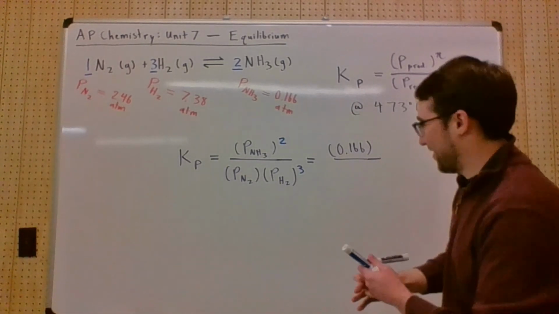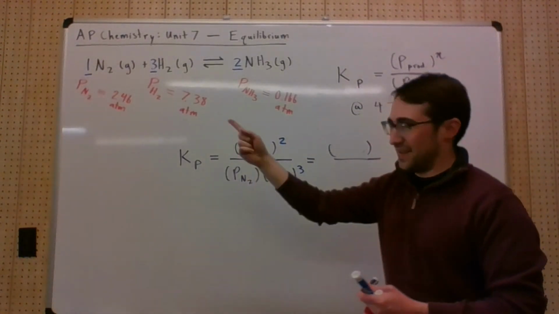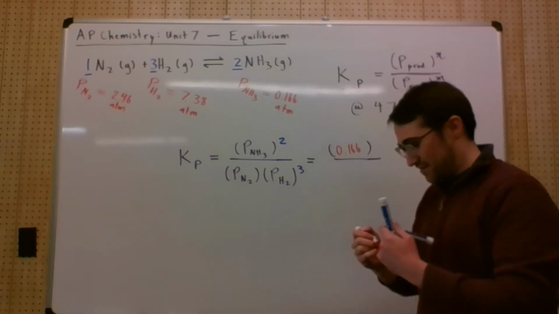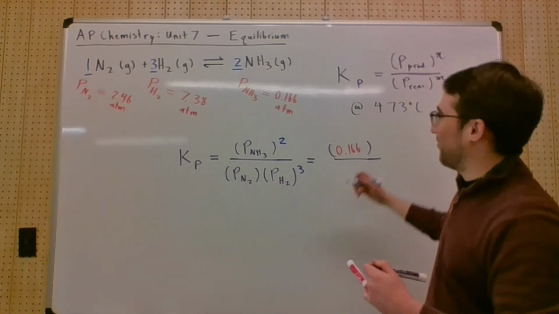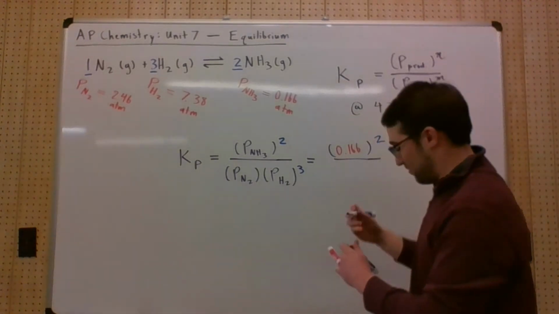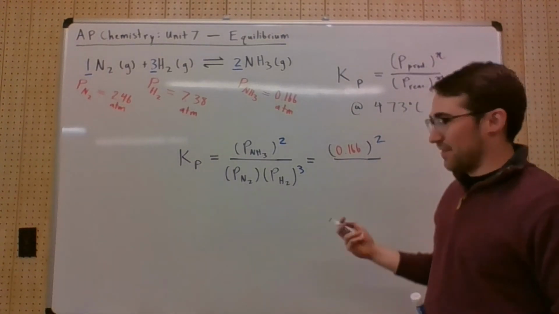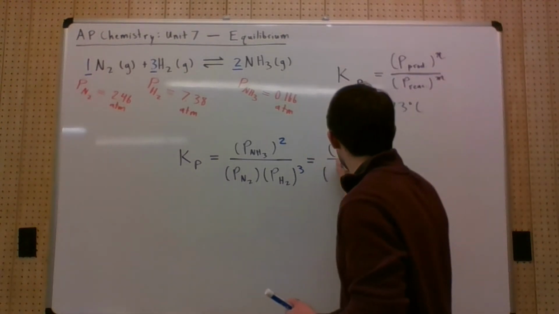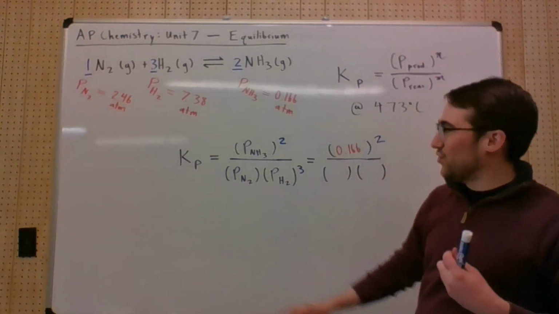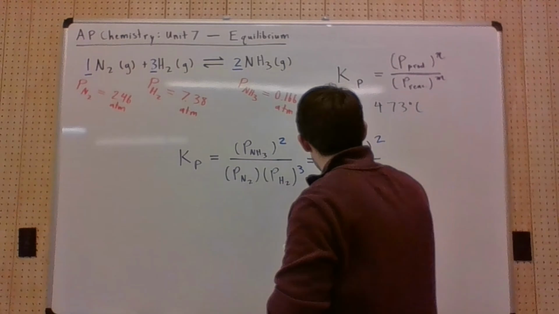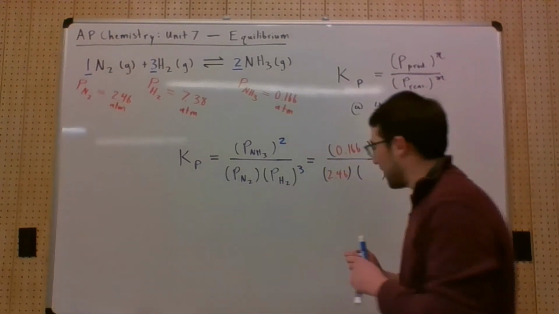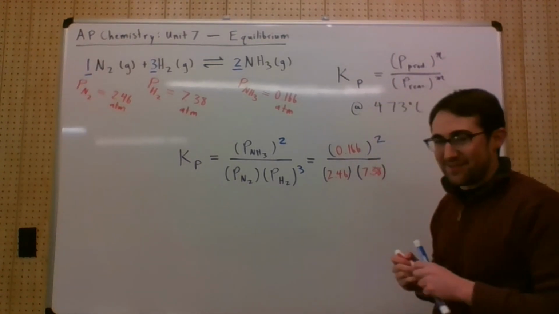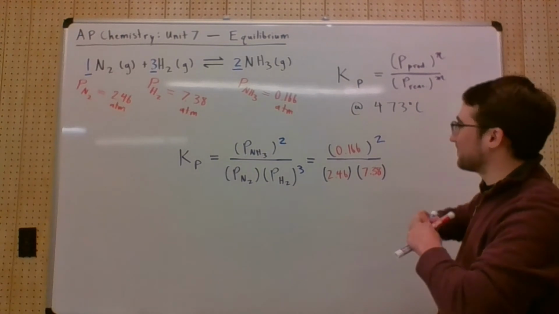I'm going to keep up the color coding, so I made it in red there. 0.166 squared. I don't have enough fingers to hold all these markers. Now on the bottom, the pressure of my N2 is 2.46. I want to make sure I don't put these in the wrong places, because they have different exponents, that could give me a wildly different answer.